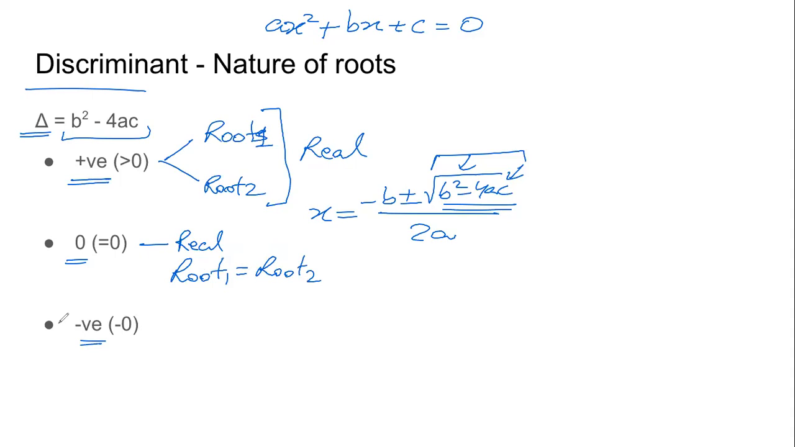Finally, if the value of discriminant b square minus 4ac becomes negative, we just said square root of negative number, they are not real. So the roots are not real. This is the meaning of discriminant.